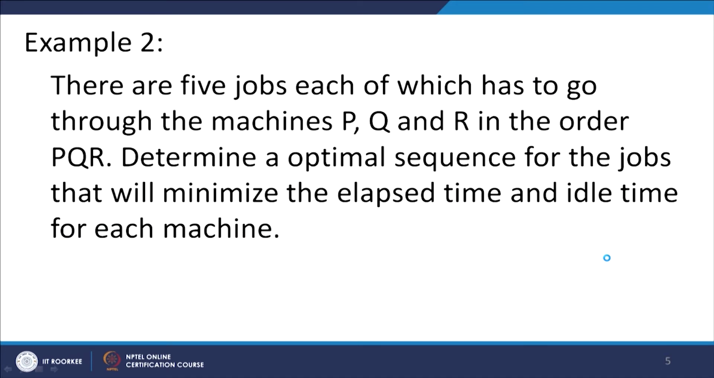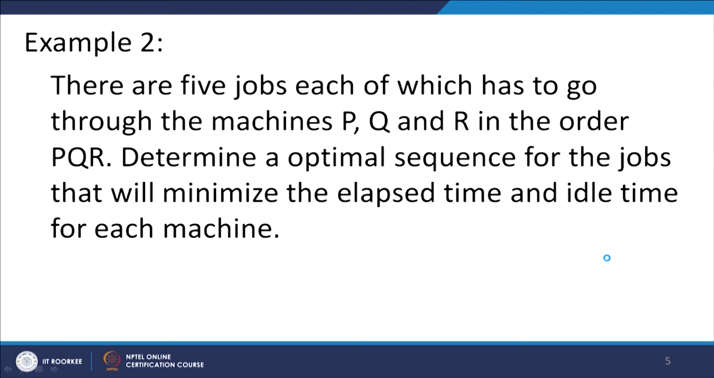Now, let us look at example number 2. In this case, there are 5 jobs, each of which has to go through the machines P, Q and R in the technological order P, Q, R. We have to determine an optimal sequence for the jobs that will minimize the elapsed time and the idle time for each of the machines.